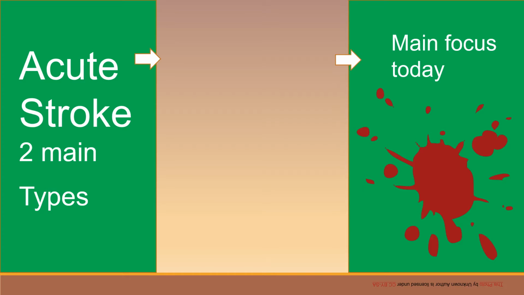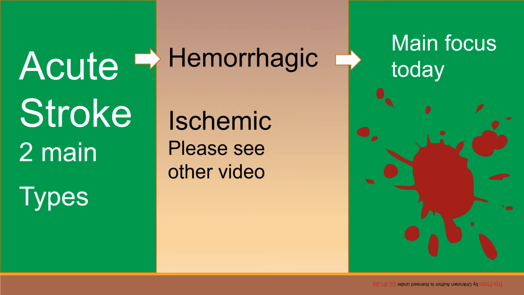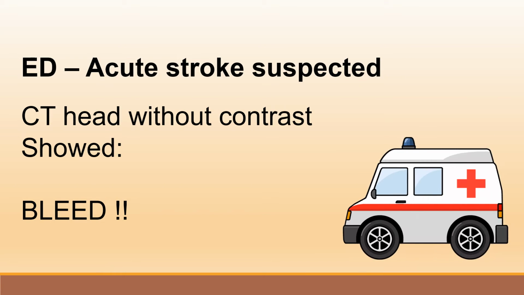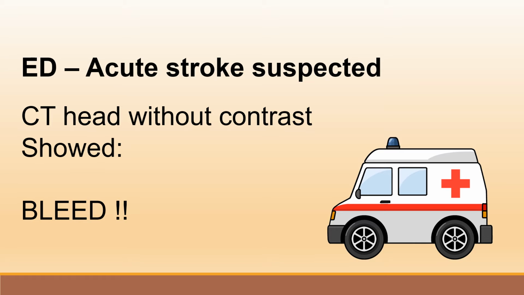Acute stroke can be divided into two types, hemorrhagic and ischemic. For hemorrhagic, we're going to talk about it today. For ischemic stroke, please see the other video. At the emergency room, when acute stroke is suspected, we get a CT scan of the head without contrast. And if it does show a bleed, we'll proceed with the following differential diagnosis.